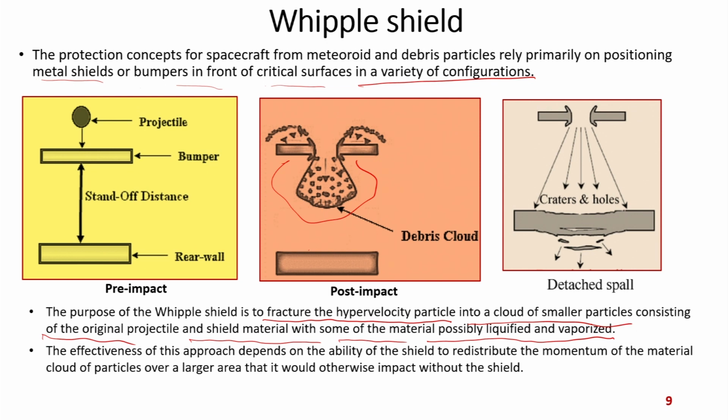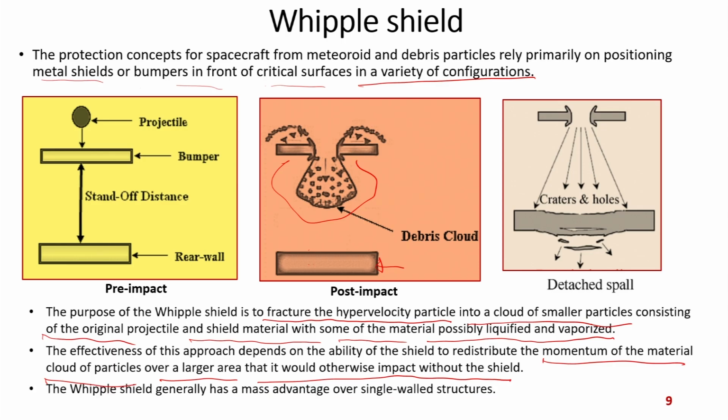The effectiveness of this approach depends on the ability of the shield to redistribute the momentum of the material clouds of particles over a larger area than would otherwise be impacted without the shield. So, suppose this shield would not have been there. This is the actual skin of the spacecraft. So, this would have been damaged. This is the way this type of Whipple shielding works.